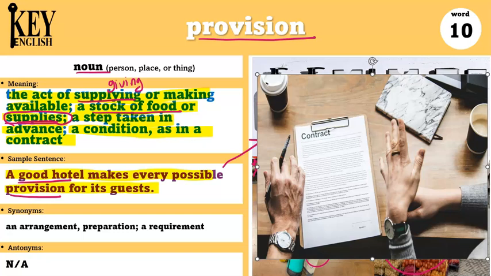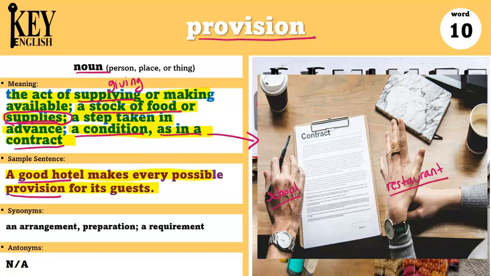And for provision, it can also be a condition, as in a contract. So here's an example of that. Let's say that your school wants to work with a restaurant to give all of the students lunch. So the school and the restaurant will sign a contract together. And a contract is just like a piece of paper that says all of the things that both of the places will do, or all of the things that they are expecting to do.